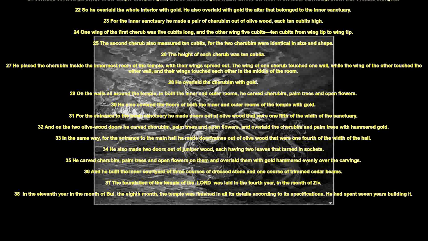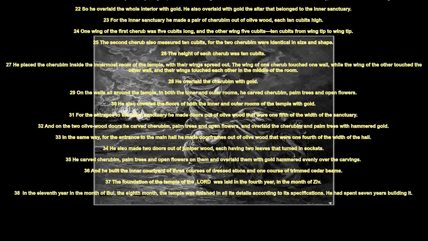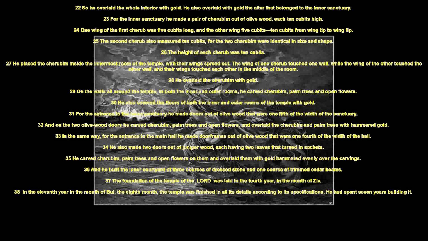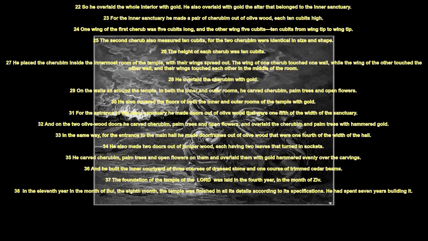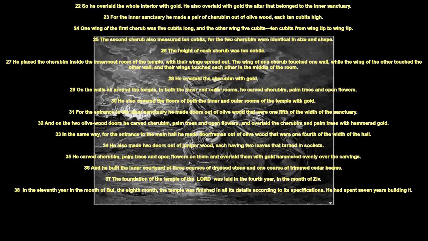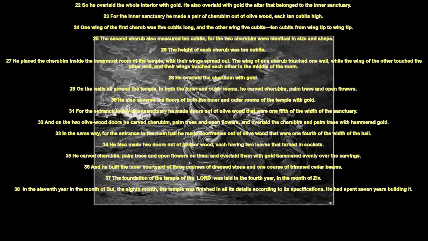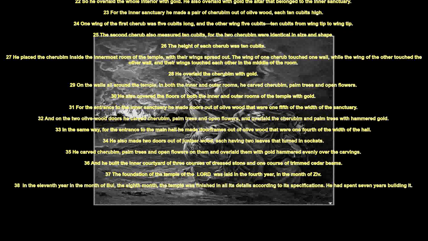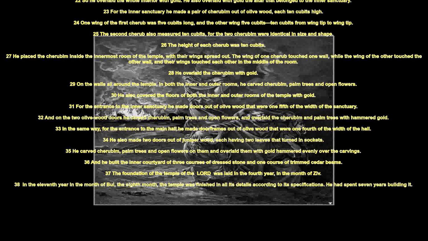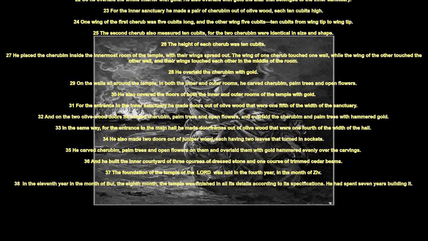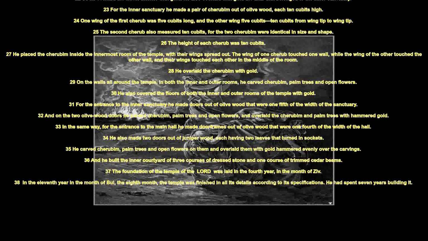Verse 24. One wing of the first cherub was 5 cubits long, and the other wing 5 cubits, 10 cubits from wing tip to wing tip. Verse 25. The second cherub also measured 10 cubits. For the two cherubim were identical in size and shape. Verse 26. The height of each cherub was 10 cubits.